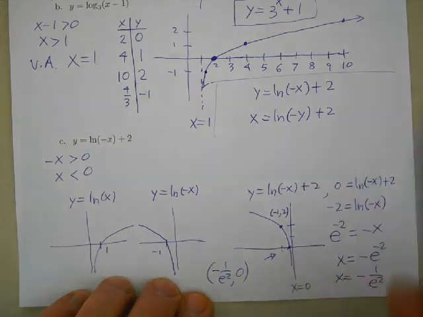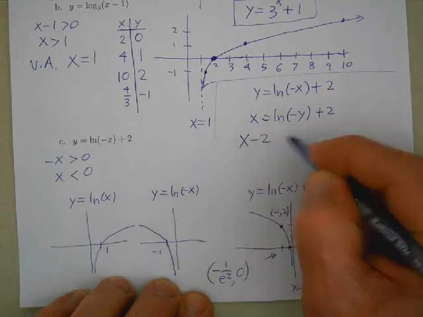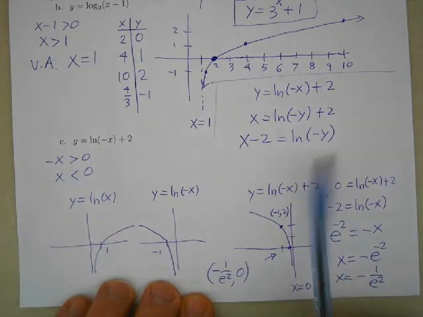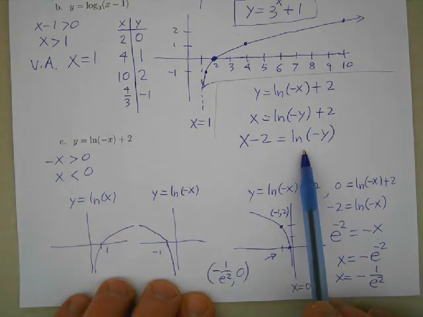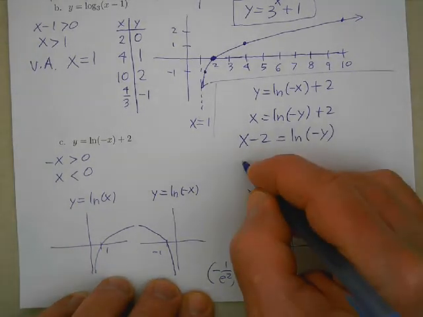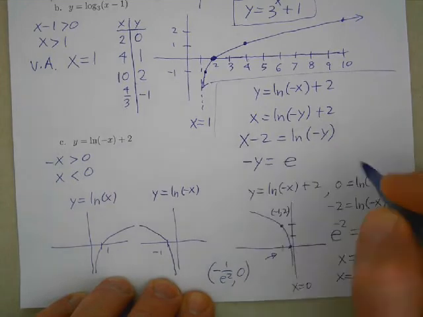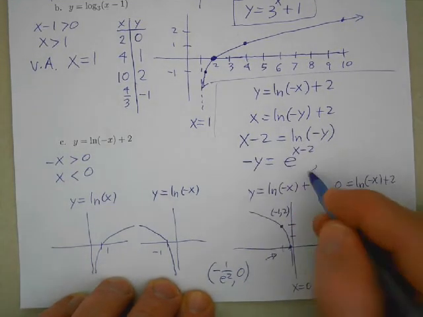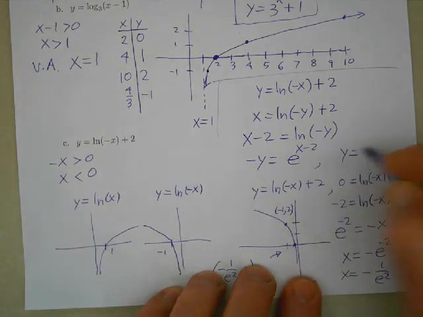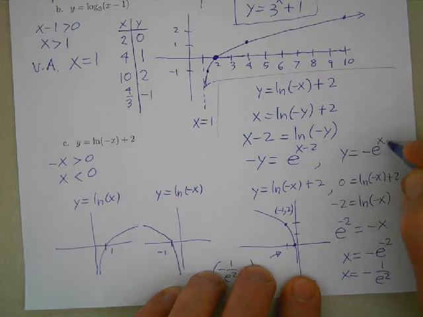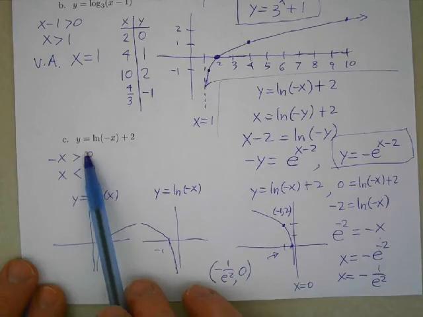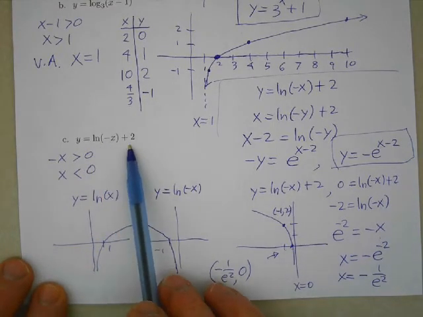First, let's subtract 2 from both sides, so we get x minus 2 equals the natural log of negative y. Then convert this to its exponential equation equivalent. e to the x minus 2 equals negative y. I'll just write negative y equals e to the x minus 2. And then multiply both sides by negative 1, so we get y equals the negative of e to the x minus 2. This is the inverse of y equals the natural log of negative x plus 2.